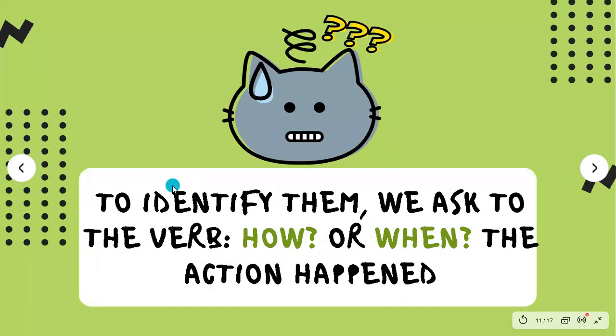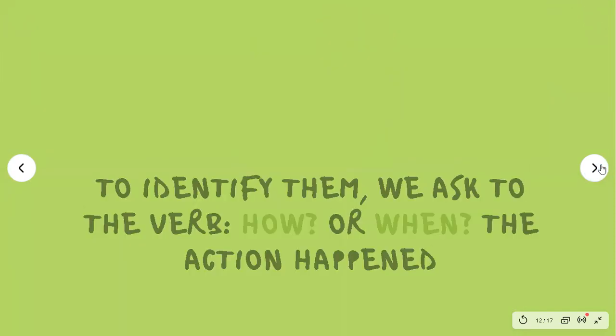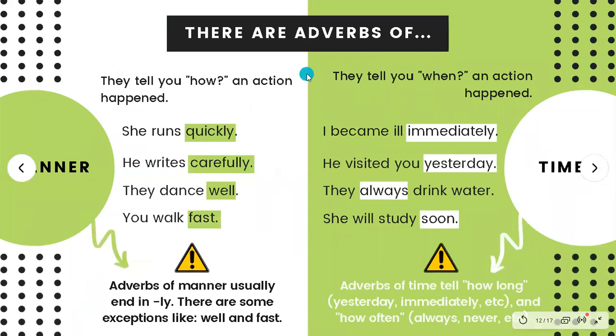Okay? Now, to identify them, we ask to the verb. ¿Cómo los identificamos? Preguntamos al verbo how or when, okay? The action happened. Entonces le preguntamos al verbo cómo, cuándo ocurrió la acción. And although we have many types of adverbs, we only see 2 of them. Vamos a ver solo 2 de ellos, aunque hay muchos más tipos. Adverbs of manner and adverbs of time, okay? So, what is an adverb of manner? ¿Qué es un adverbio de manera? They tell you how, te dicen cómo an action happened.